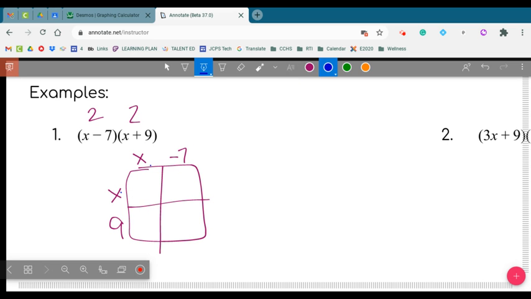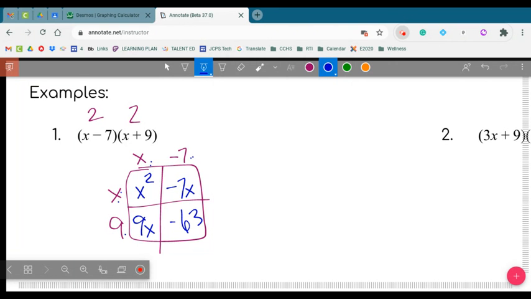So x times x, you add your exponents, so you'll get x to the second. Negative 7 times x is just going to give us a negative 7x. X times 9 is going to give us 9x. And then negative 7 times 9 is going to give me a negative 63.